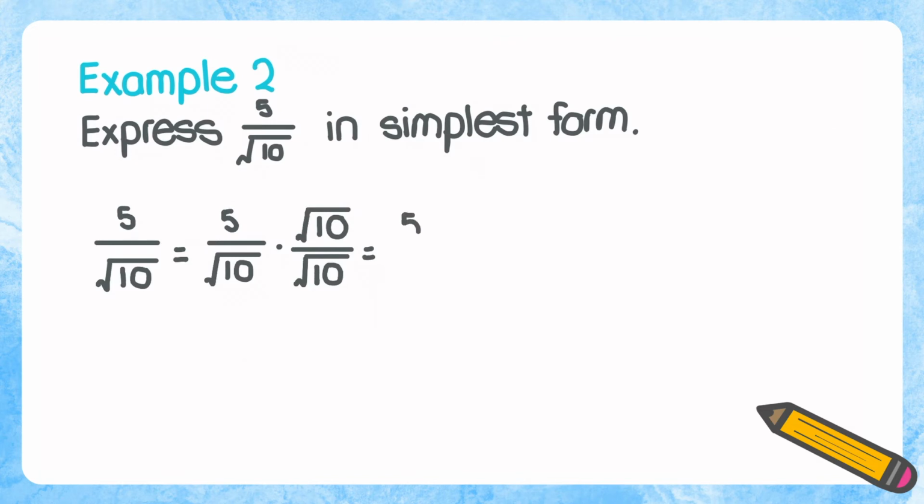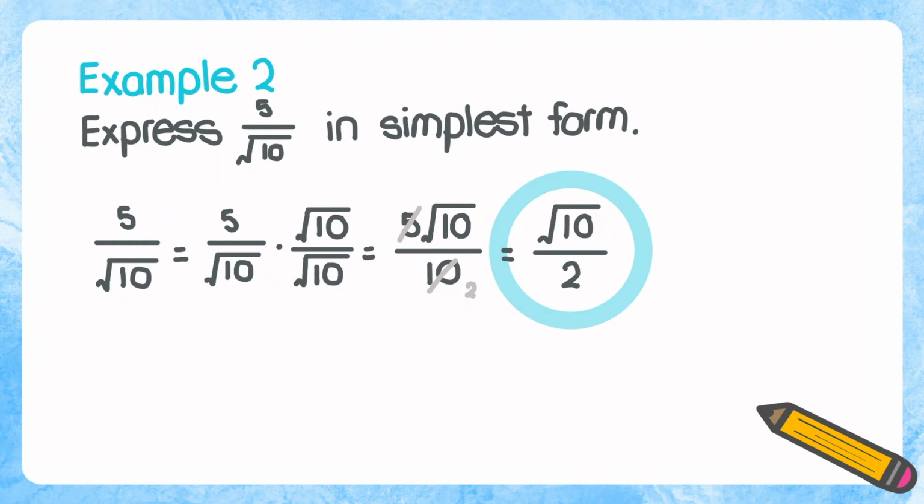And I get 5 times the square root of 10 over 10. But notice I can reduce this a little bit by dividing both the numerator and denominator by 5. 10 divided by 5 is 2. So this reduces to the square root of 10 over 2. So make sure even after you put the radicand to the top and everything, you simplify, because sometimes you'll have to reduce the fraction. So make sure you're simplifying all the way.